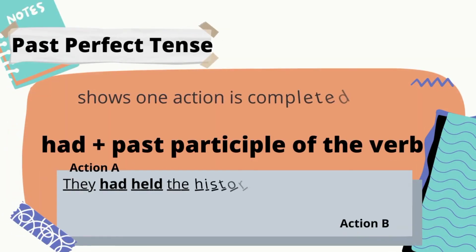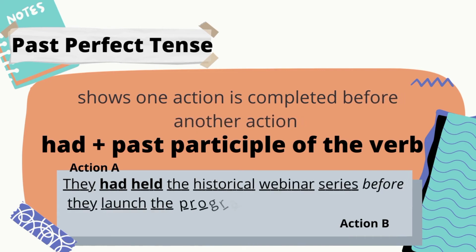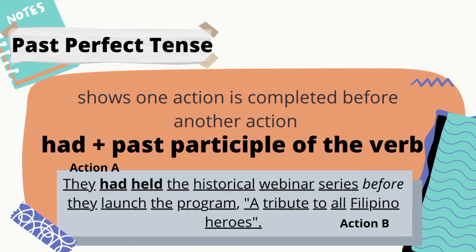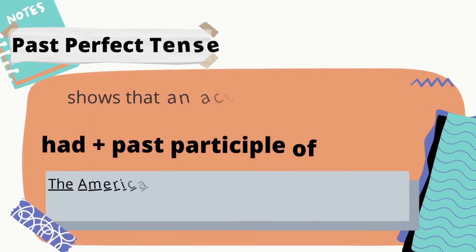Let's have another example. They had held the historical webinar series before they launched the program, a tribute to all Filipino heroes. The first action is they had held the historical webinar series, and the second action is they launched the program, a tribute to all Filipino heroes. We would know which action is completed first based on the time marker used, before. The verb in the first action is in the past perfect tense: had held, had plus the participle of the irregular verb hold.